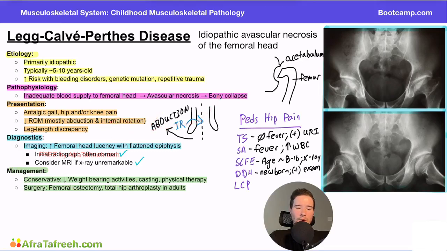Imaging here. Typically, you're going to start with radiographs, although they can often be normal, which means you might need to get further imaging with an MRI. However, those radiographs that do show something are going to often show an increased femoral head lucency with a flattened epiphysis. Why? Because of bony collapse again.